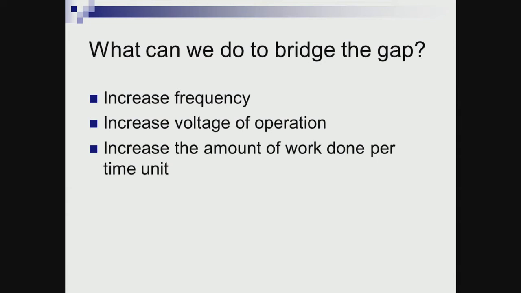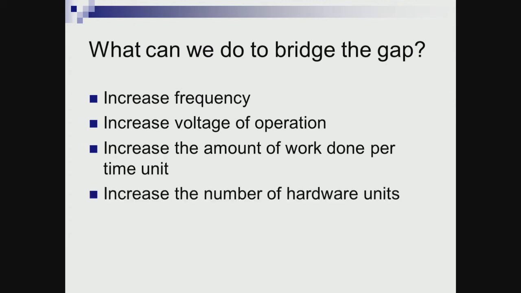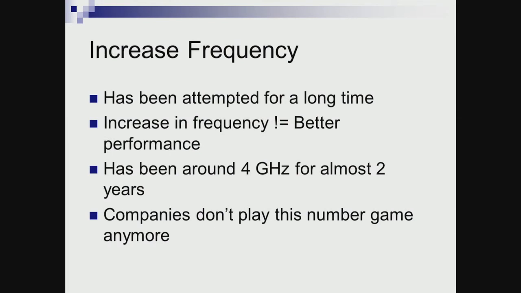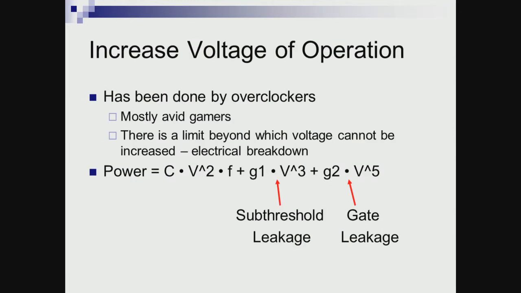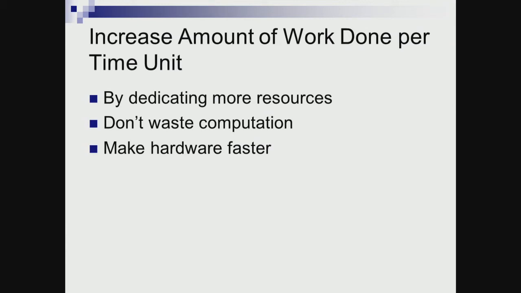We can increase the frequency, we can increase the voltage of operation, we can increase the amount of work done per time unit, and we can increase the number of hardware units. These are the four different ways by which I could make the computer faster. Increasing the frequency has already been attempted for a long time, and the increase in frequency need not necessarily give you better performance. Increasing the frequency also increases the power consumption. If I increase the voltage of operation, certainly your power also increases by a large quantity. So the best thing is to increase the amount of work done per time unit.